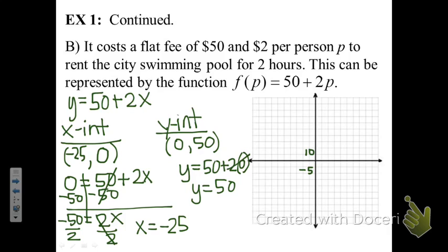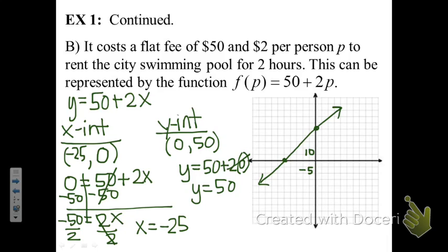So I'm going to go back 5, 10, 15, 20, 25, up 0 for my x-intercept. For my y-intercept I have to go over 0, up 50. I went by 10s: 10, 20, 30, 40, 50. And then I have the line.